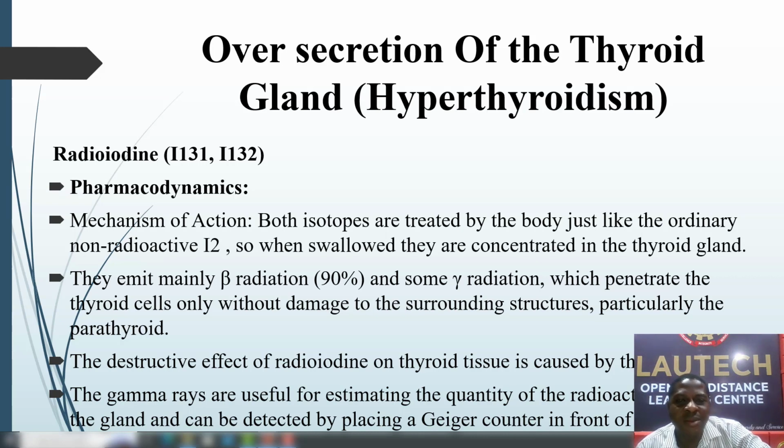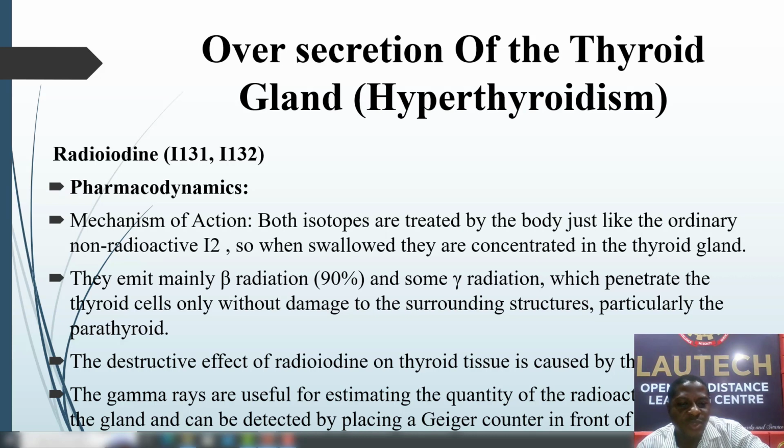So when swallowed, they are concentrated in the thyroid gland. They emit mainly beta radiation, 90%, and some gamma radiation, which penetrates the thyroid cells only without damage to the surrounding structures, particularly the parathyroid. The destructive effect of radioiodine on thyroid tissue is caused by beta radiation.